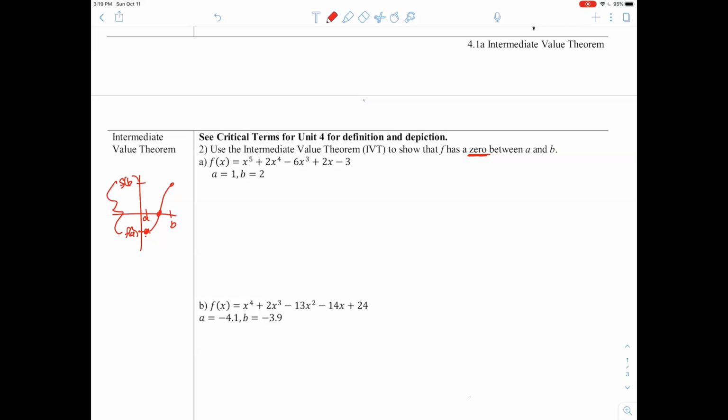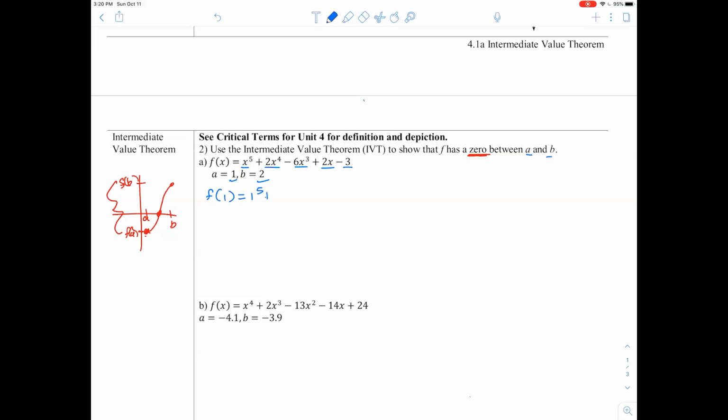So let's go with this first problem here that says we have this polynomial function, x to the 5th minus 2x to the 4th minus 6x cubed plus 2x minus 3, and we're going to find the outputs between a and b. So you can see that a is less than b. Okay, so a is less than b, so that's good. That's the first thing.